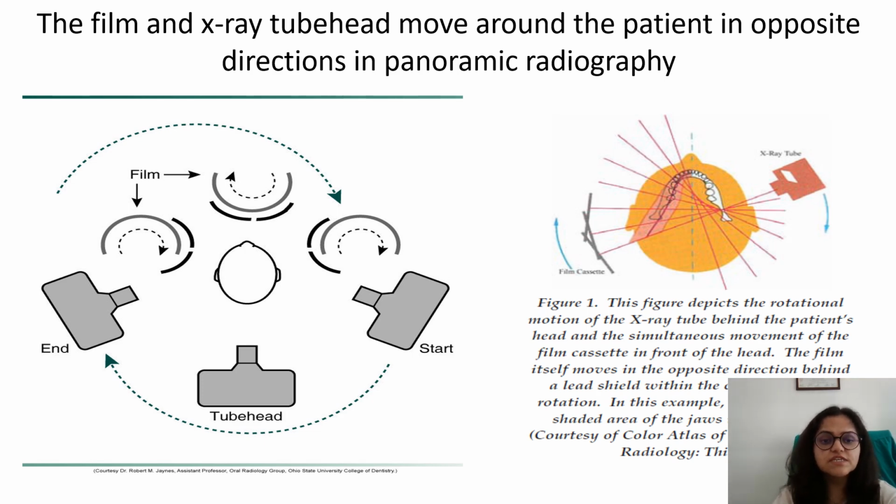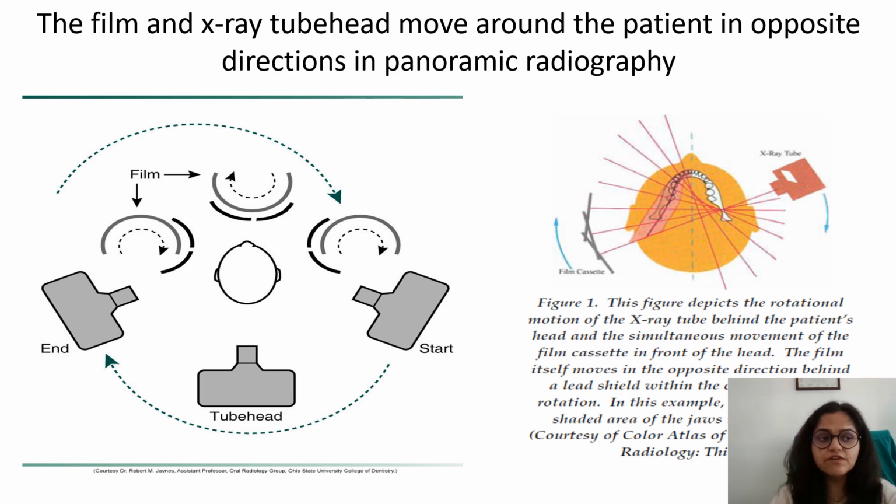Now in this slide you can see the diagram of the film and X-ray source tube head, showing the movement from start to end. The figure depicts the rotational motion of the X-ray tube behind the patient's head and the simultaneous movement of the film cassette in front of the head. So you can understand, if the patient is placed in the center, then in front of the patient there will be a cassette and behind the patient there will be an X-ray tube. So two different things are placed in front of and behind the patient's head.